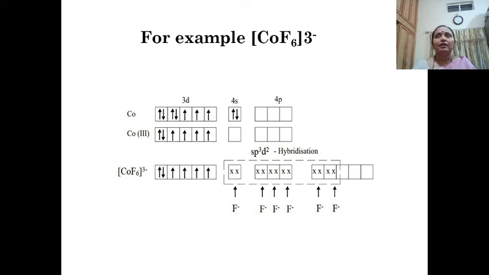an outer orbital complex. Here it is using the outer d orbitals, and it is undergoing sp3d2 hybridization. The hybrid orbitals even in this case are going to have an octahedral geometry. As it has 4 unpaired electrons, it is going to be paramagnetic in nature, and it is a high spin complex.